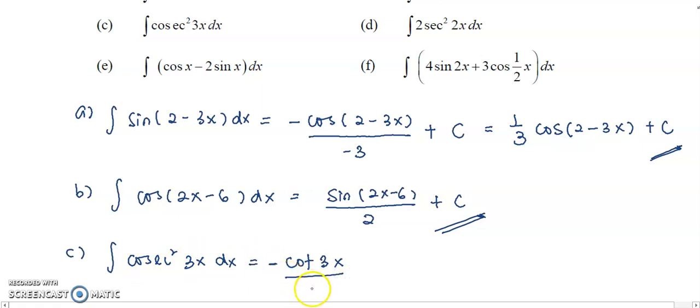And then I need to divide by the a, which is 3. A is the coefficient of the x, which is 3 for this case, and this is plus a constant c.